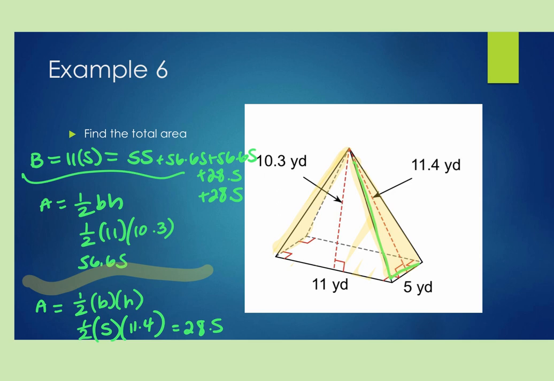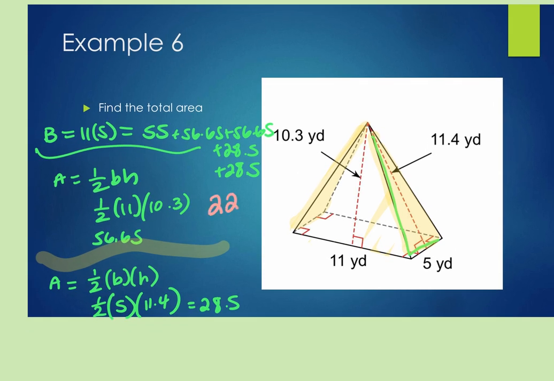And you get 225.3 yards squared. So keep in mind, when you are dealing with a base that is not regular, you cannot use the formulas.